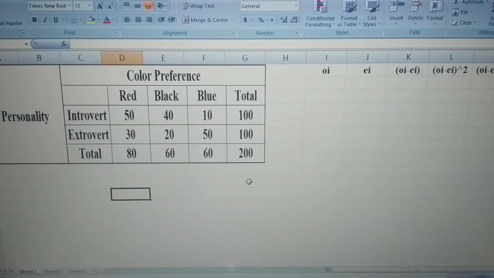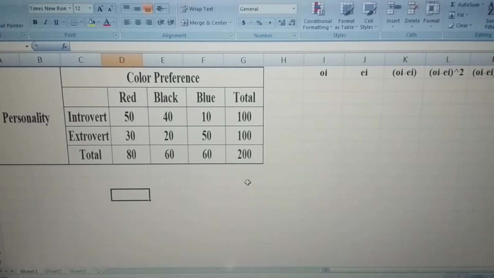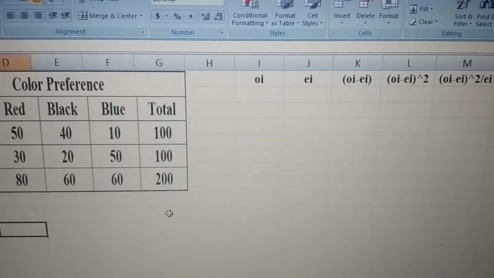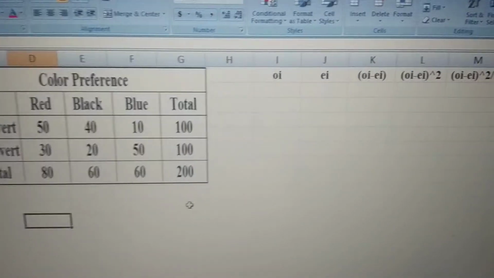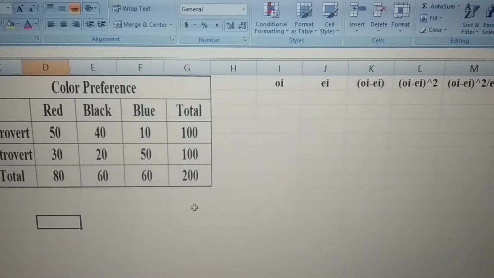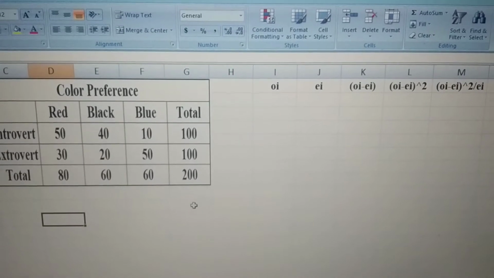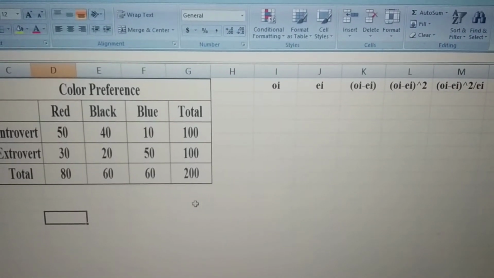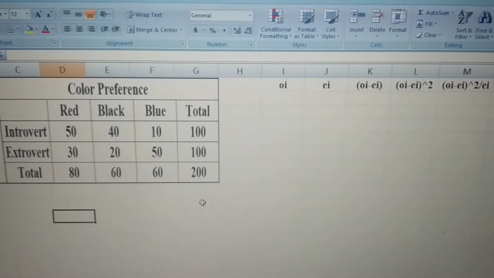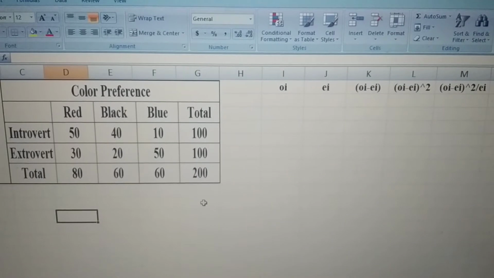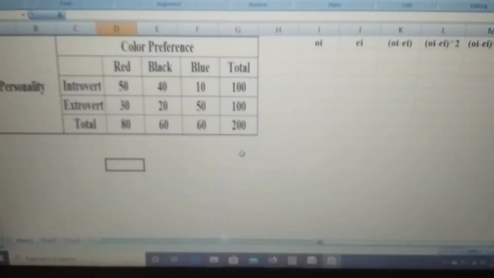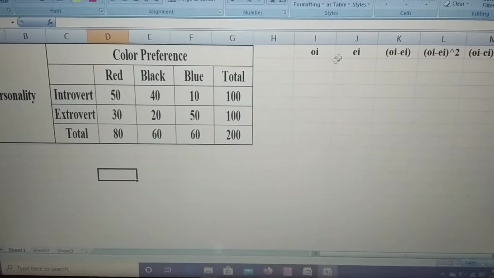So this is the data, and keeping in mind the formula (OI minus EI) whole square divided by EI, we get these columns. The first column is OI, the observed values, which is given in the question. Then we will calculate EI, then the simple difference between the two values OI and EI. Then we take the square of the difference, and then we divide by EI, and the sum is chi-square. So let's write it here first.